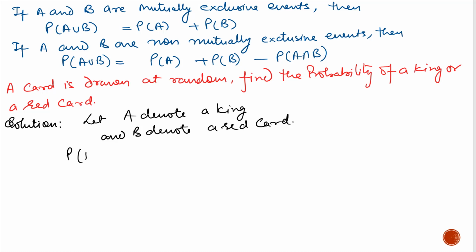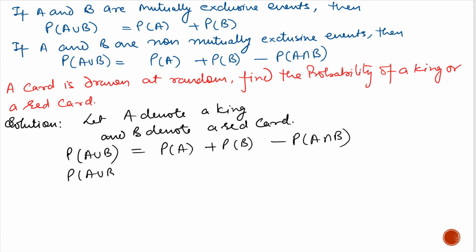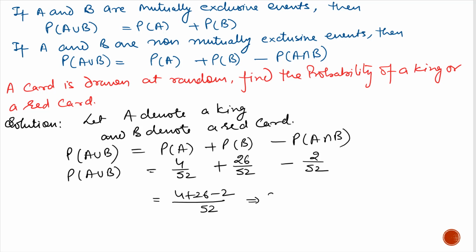So probability of A union B equals probability of A plus probability of B minus probability of A intersection B. Probability of A, king, is 4 by 52. Probability of red card is 26 by 52, minus common cards, which are 2. So the probability of A intersection B is 2 by 52. So the required probability is 28 by 52.